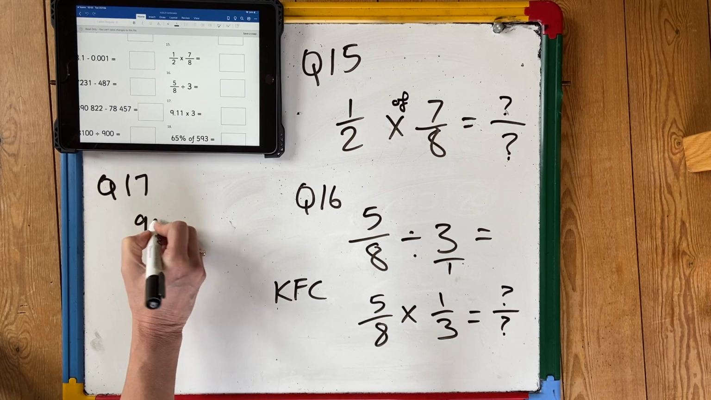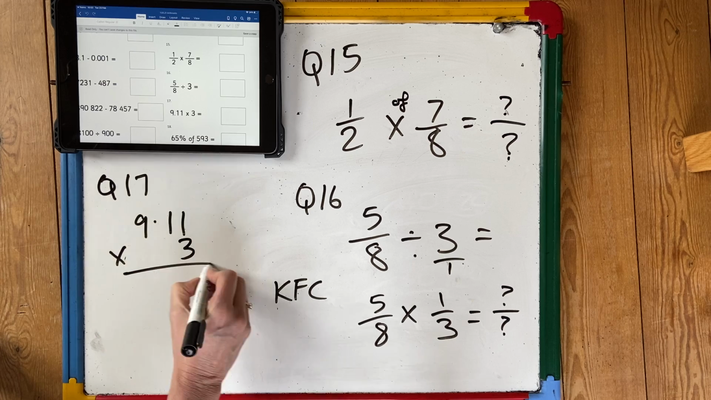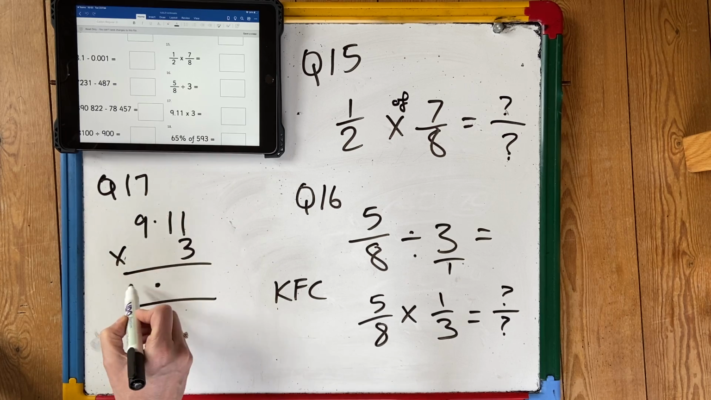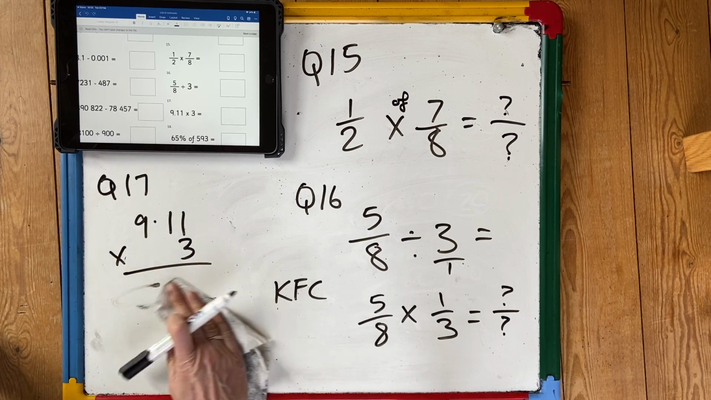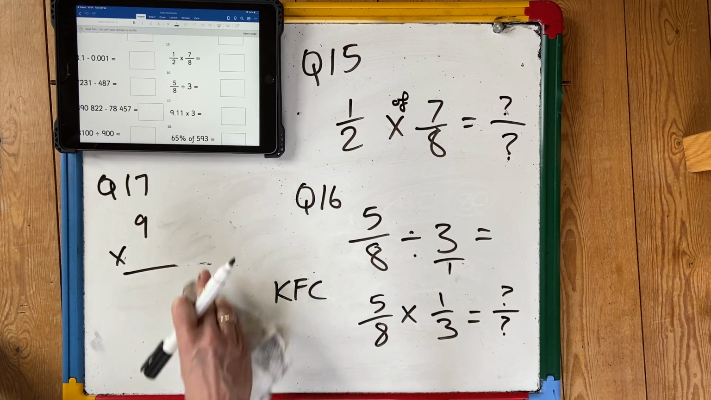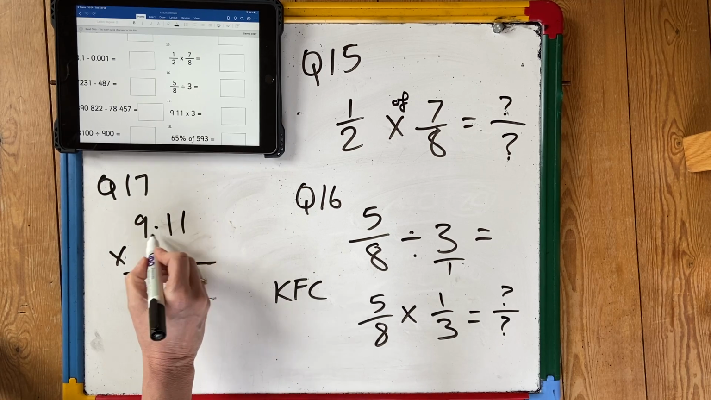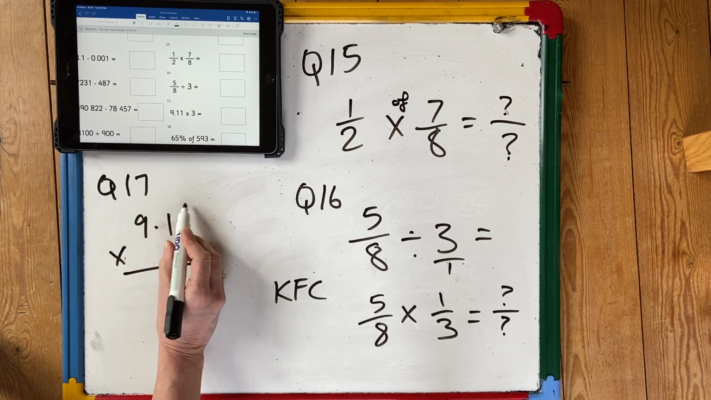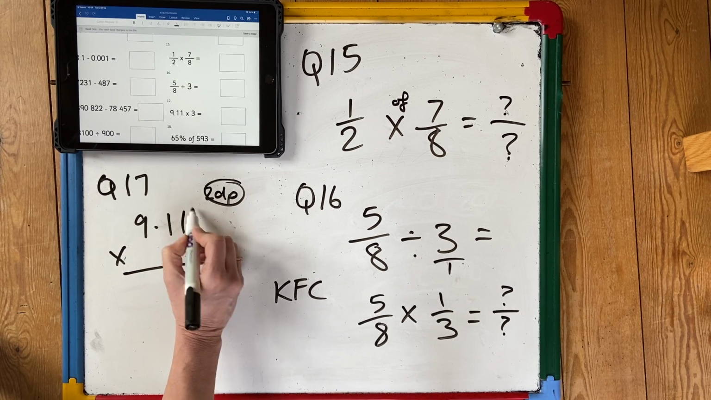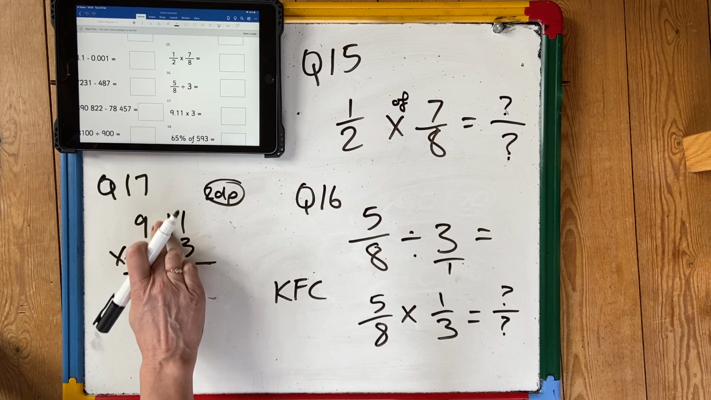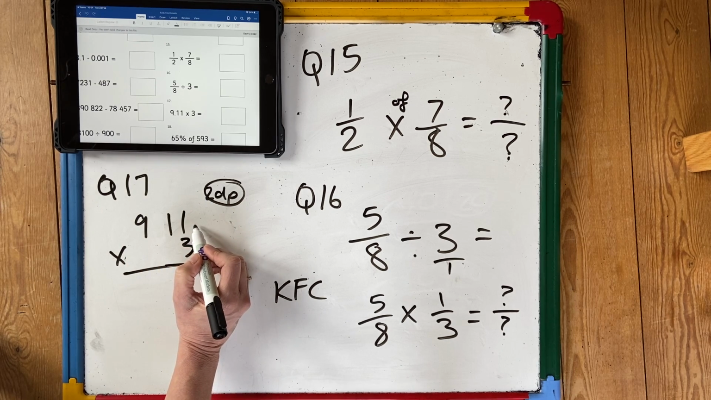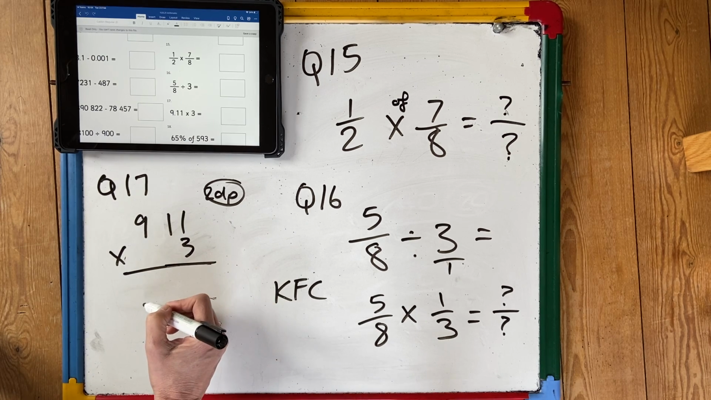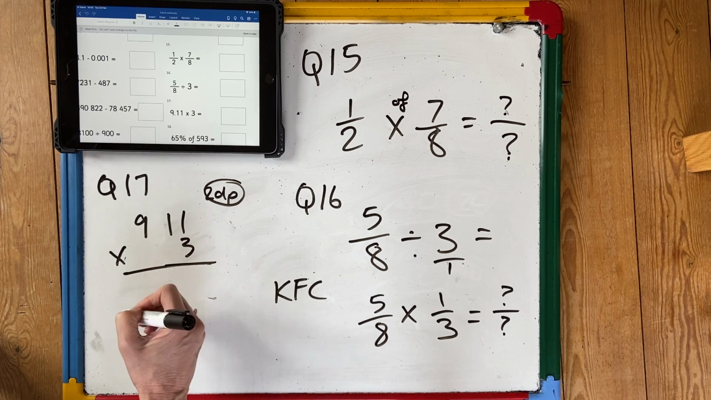Question 17, 9.11 times 3. So 1 times 3, 1 times 3 again, decimal point in, 9 times 3, write your answer there. Or another way of doing it, how we've done it at school, is 9.11 times 3. I've jumped the decimal point out 2 places. By doing that, we're making the number 100 times bigger. When we finish the calculation at the end, we're going to make the number 100 times smaller by jumping the decimal point in 2 places again.